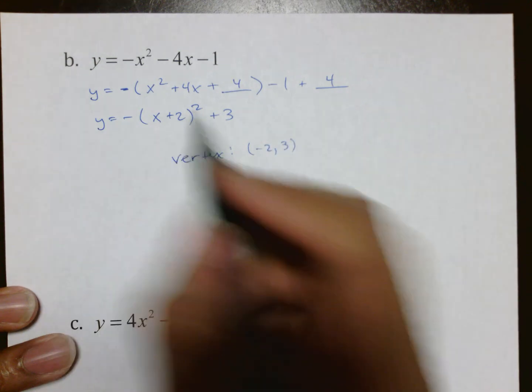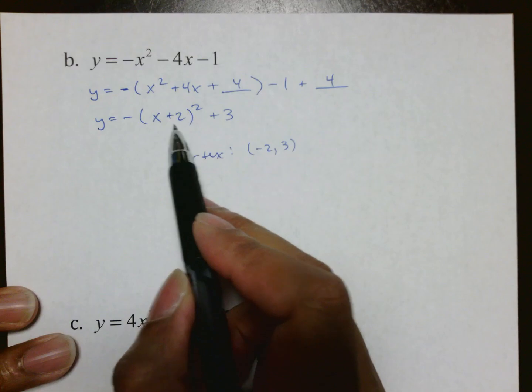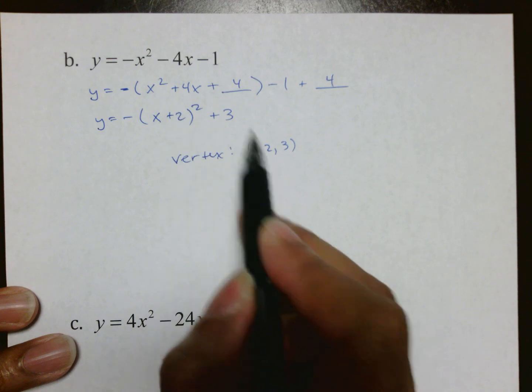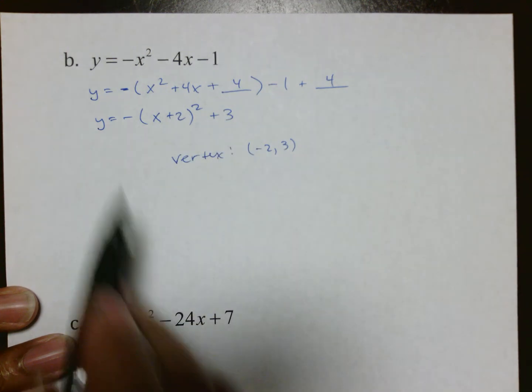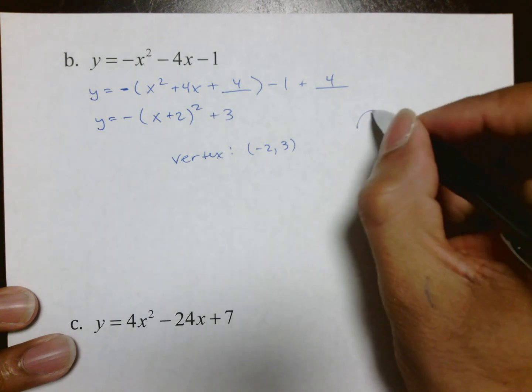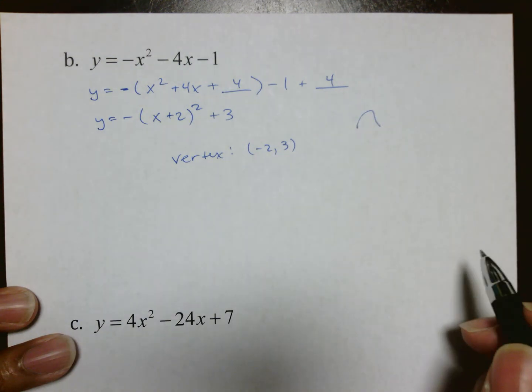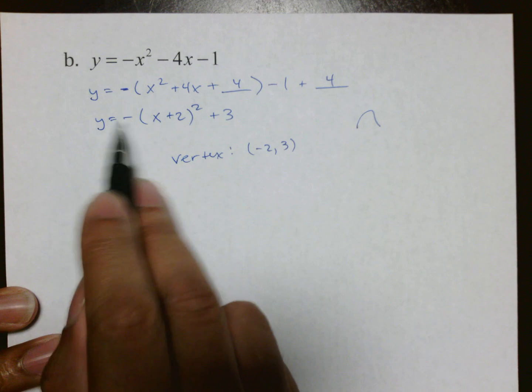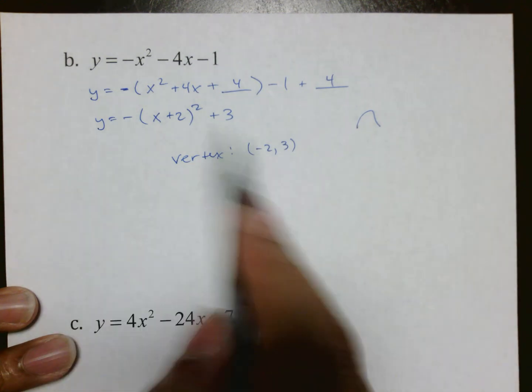That negative does not affect your vertex because if you remember, that is still going to be opposite of this, and that number stays the same. The thing that it tells us though is that this is an upside down parabola, which means it has a maximum instead of a minimum. But again, that was something else that affected your graph in a different way, but that does not affect your vertex.